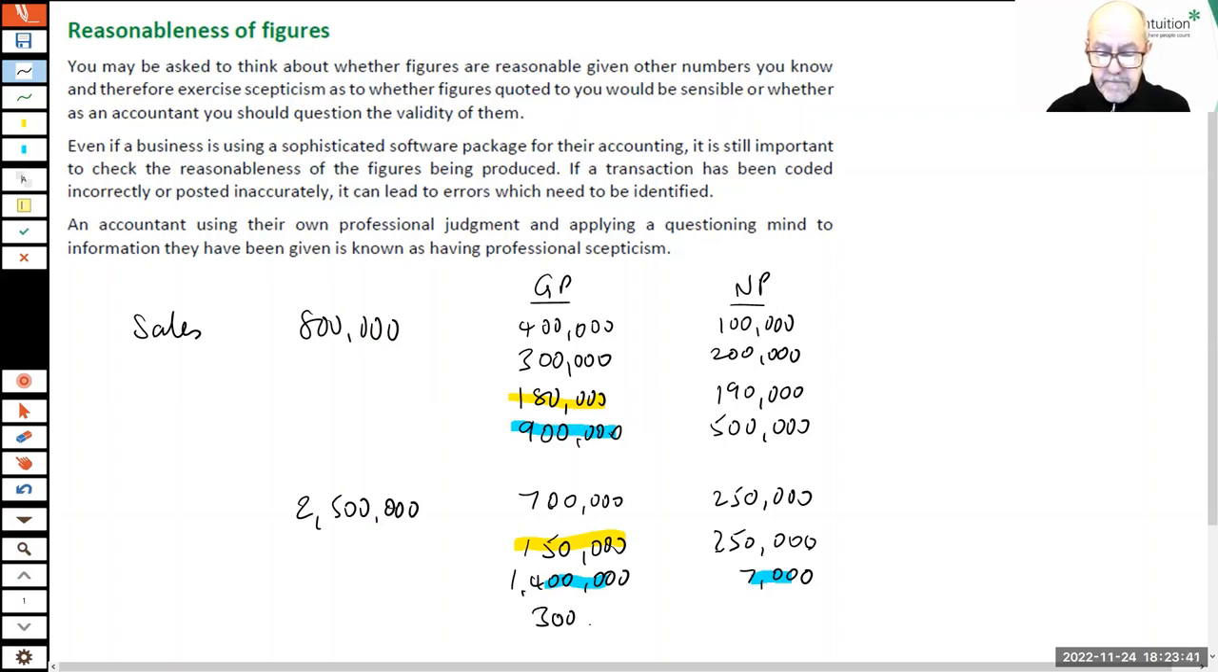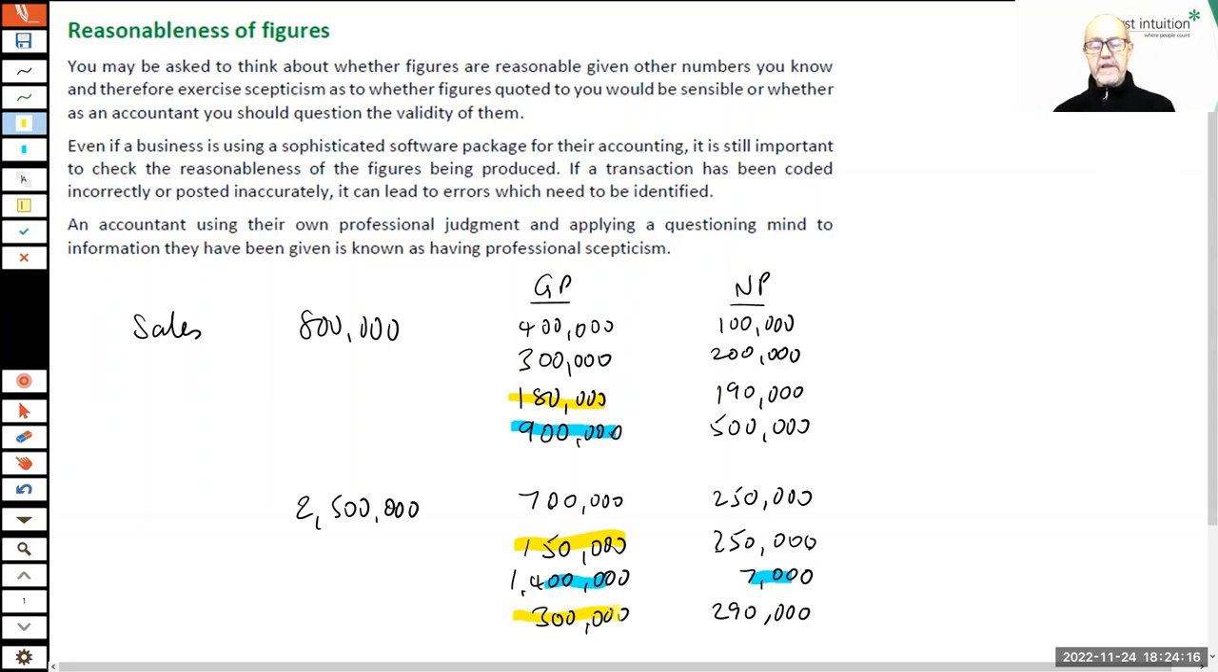Finally, 300,000, 290,000. Possible, yes, not impossible, reasonable, unlikely. Unless you are selling a product at an incredibly low margin, selling an awful lot of them, and you have got almost no costs. So, you know, we'd want to have another look at the gross profit there.